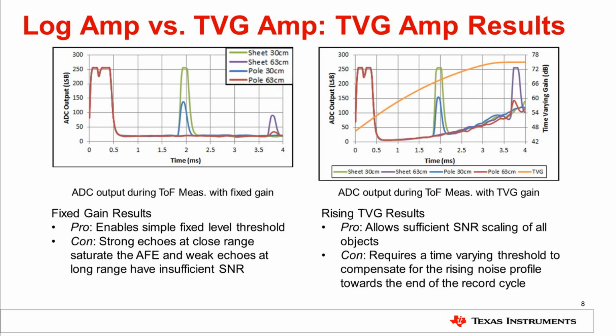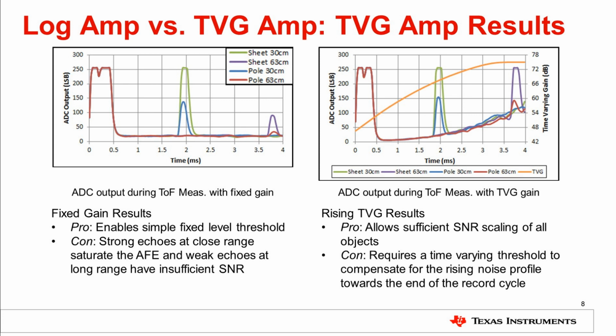For comparison, similar object detection measurements are performed with a TVG-based system, which provides an ADC output and has a noise performance comparable to the log amp-based one. The figure shows the ADC output when a constant gain of 58.5 dB is applied to be able to use a fixed threshold level across time for simplicity.